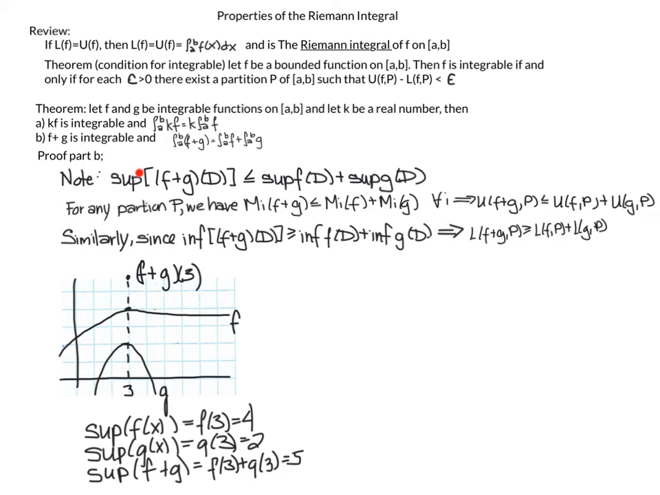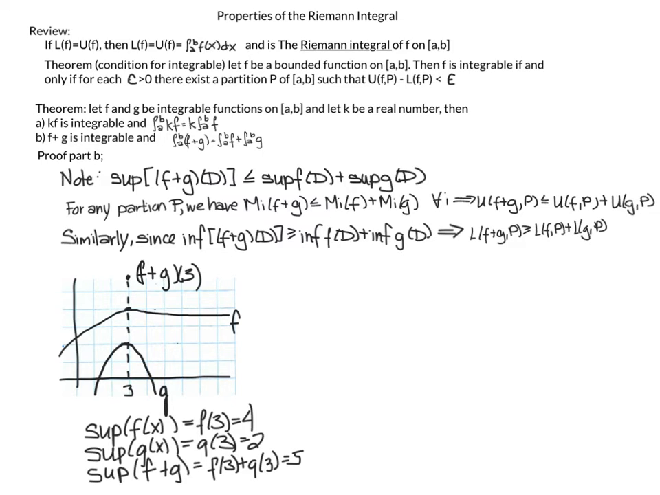The first note we have is that the sup of the function f plus g over a domain is less than or equal to the sup of f plus the sup of g. And I have this picture to illustrate why that is. I have a function f that reaches its peak at x equals 3, and its peak is equal to 4. I have g here, it reaches its peak at x equals 3, and its peak is at 2, or g of 3 equals 2. So for the sup of f plus g, because their peaks line up, it's going to be at f of 3 plus g of 3, so it's equal to 5.